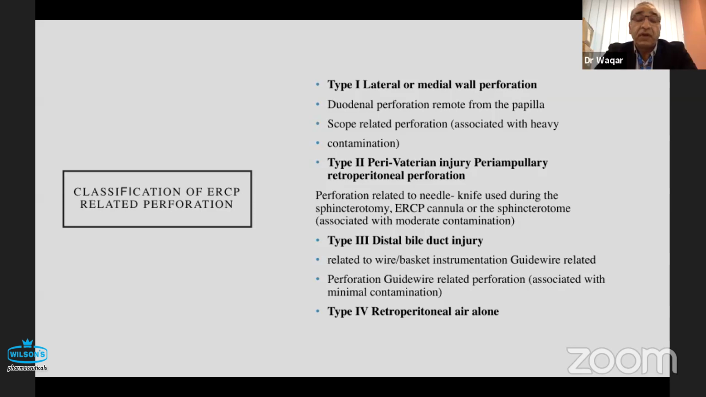Number 4 type of perforation is the retroperitoneal air on its own. This is usually an incidental finding on abdominal X-ray or CT scan when the patient might complain of some abdominal discomfort and the radiological examination is performed. They might detect retroperitoneal free air. This usually does not require any intervention. The patient has minimal symptoms and it would get better on its own.